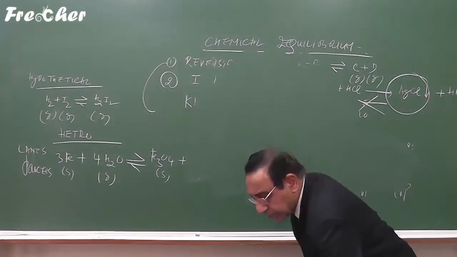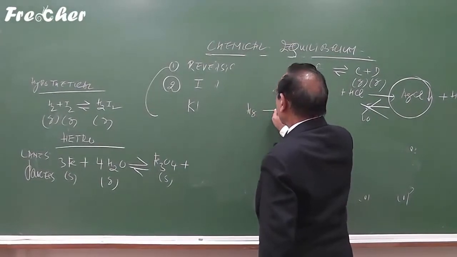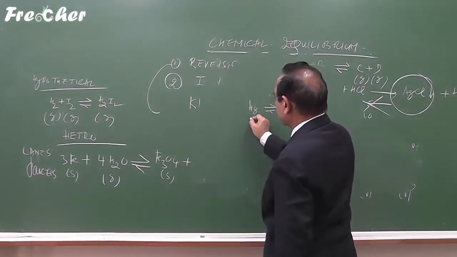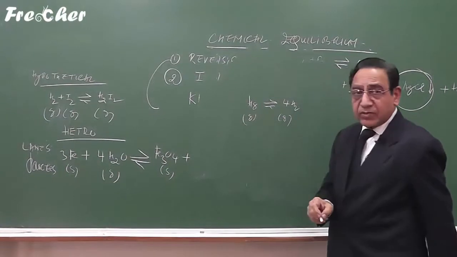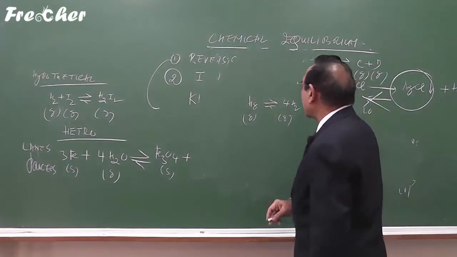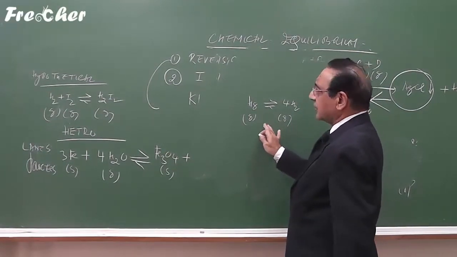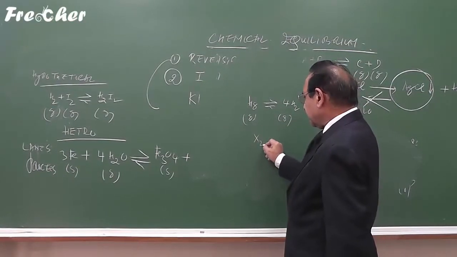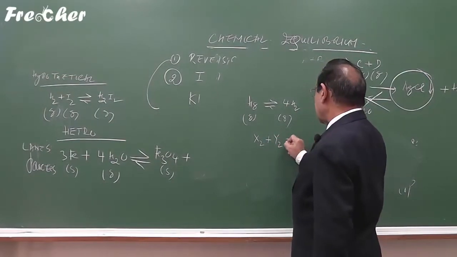You may have H8 reversibly giving 4H2 gas. You never heard of H8, but we should not bother about that. We are simply studying chemical equilibria, where we are simply given the reactant and product, and you have to look at that reaction itself. We may be given a reaction like X2 plus Y2 reversibly 2XY.